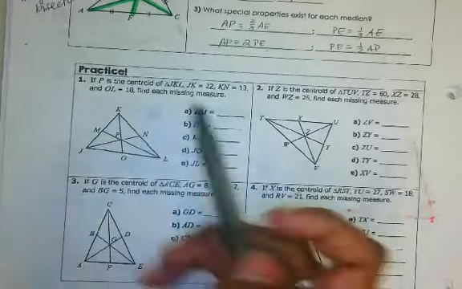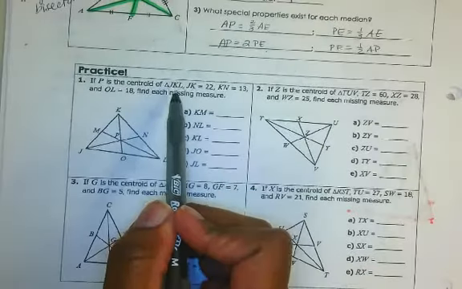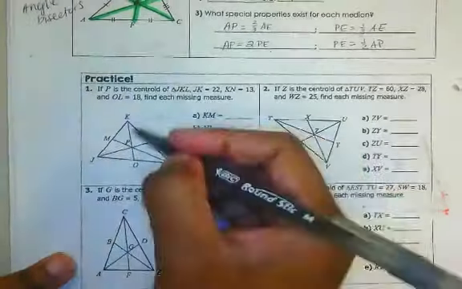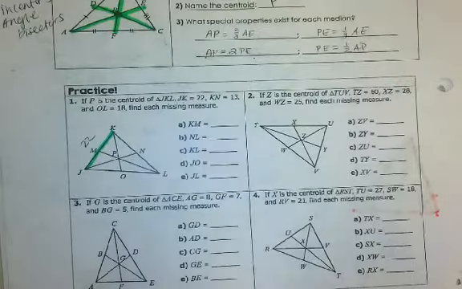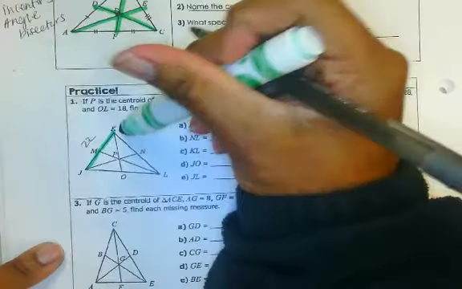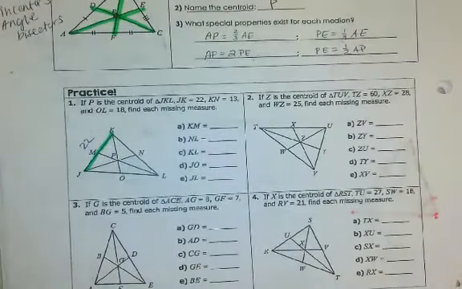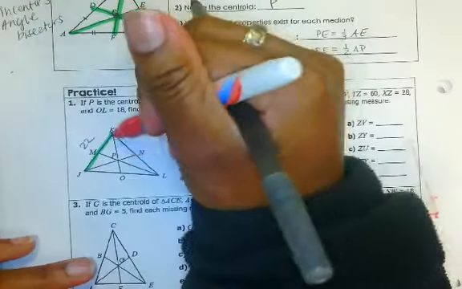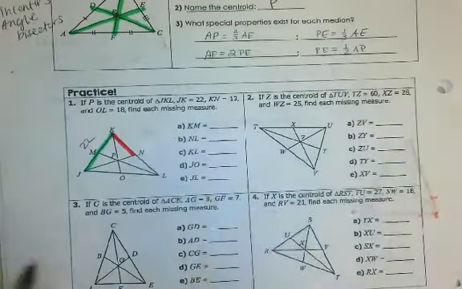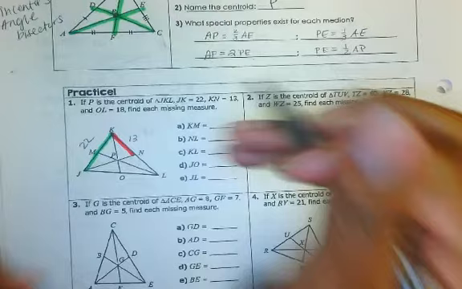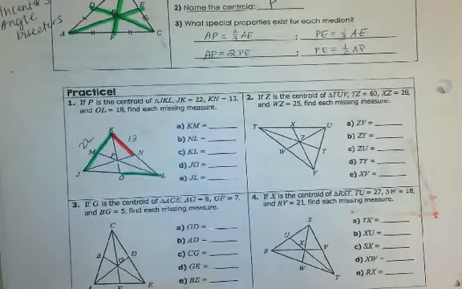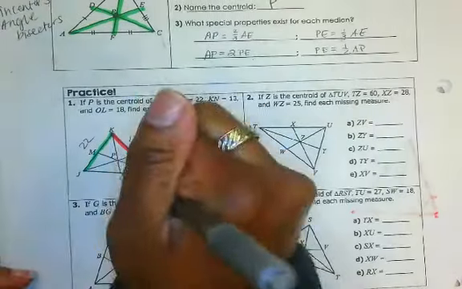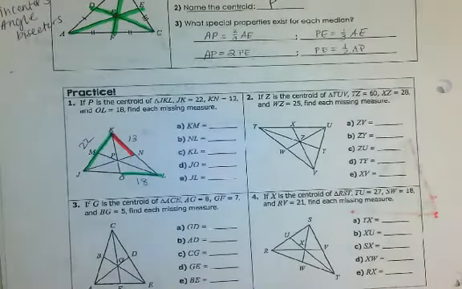So here we go, let's practice. If P is the centroid of this triangle, we know JK, I'm going to make that green, okay? JK is 22, that's the whole side, okay? KN is 13, let's make that red. KN is 13, and OL is 18. And I want to find the measures. So this one's just with the size.